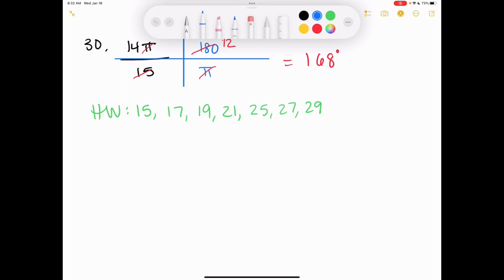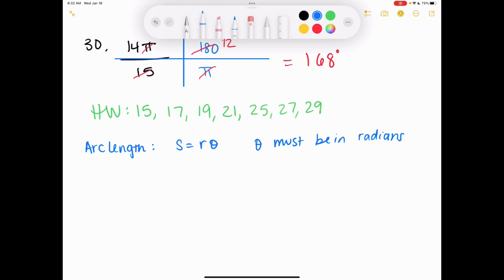Arc length is S equals R theta. Theta must be in radians. If it's not in radians, you have to convert it from degrees to radians.